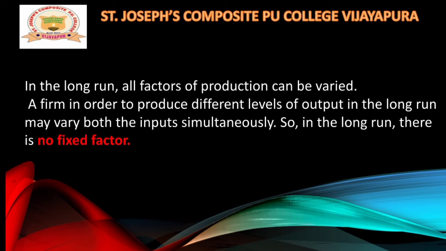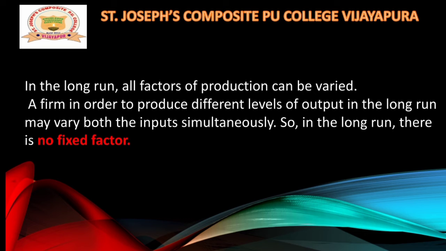Now let me see another concept, the second kind of production function, the long run production function. See, in the long run, all the factors of production can be varied. As you know, varied means changed. Almost all 4 factors of production are varied. And one more point you should remember: in the long run production function there are no fixed factors. No factor of production is fixed. Here all 4 factors of production are varied.